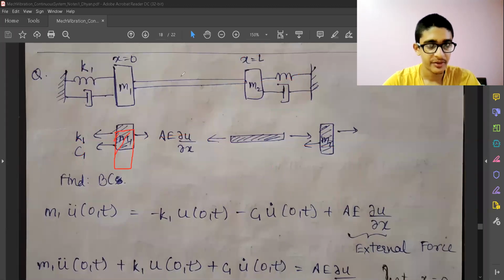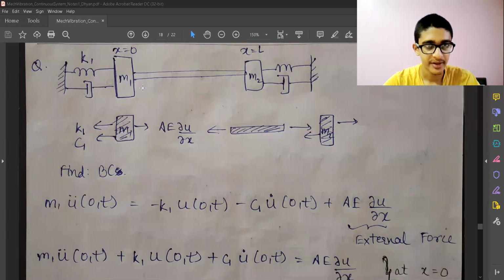So we are given two masses, and in between the two masses we have a rod. So this is a rod, and we have a spring and damper. Now we want to write the boundary conditions for the system which is given over here. So let's start with it. We'll make the FBD, and that's all we need to do for all the cases.